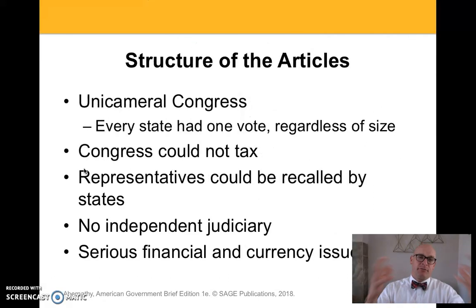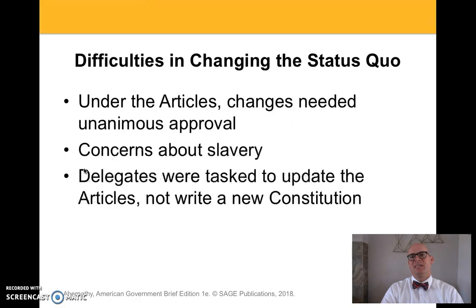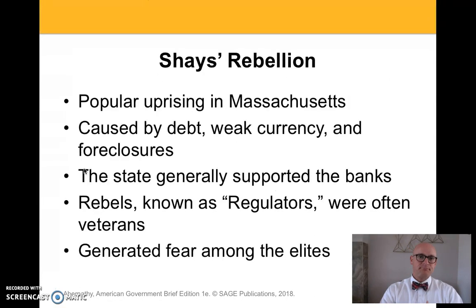So under the Articles of Confederation, like I said, there was a Congress. Each state had one vote, regardless of the size. Congress couldn't tax. The representatives to the Congress could be recalled by the states. There was no judiciary. There was no legal system really. They had financial and currency issues. It was a big wreck, and there were concerns about slavery. Anyway, there's all sorts of these problems.